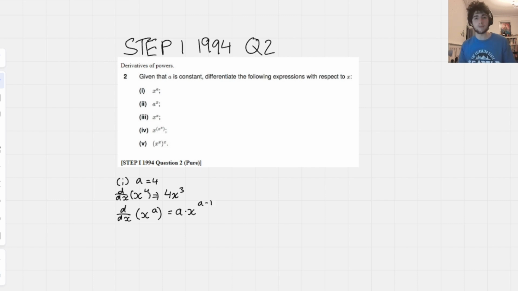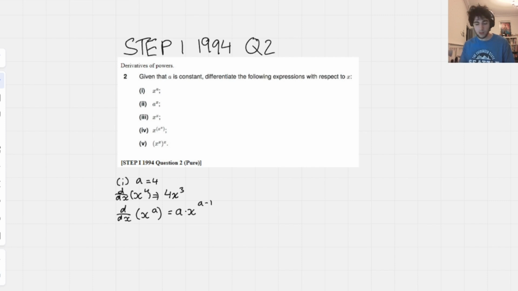And if you didn't know that, now you do. Okay, so there we go. The derivative of x to the a is a times x to the a minus 1. They don't expect anything else from that. They literally just want you to state what it is. Okay, simple. No need to prove anything.